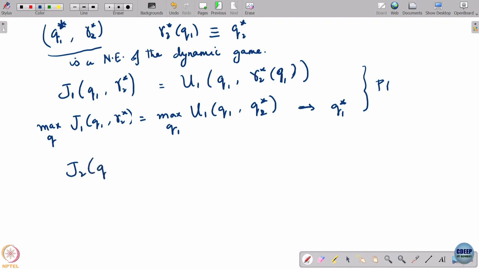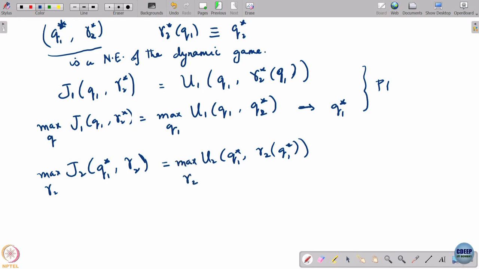What about player 2? For player 2 we have now Q1 star fixed, and player 2 is going to pick any function gamma 2, and the utility he gets is u 2 of Q1 star comma gamma 2 of Q1 star. And now you are maximizing this over all functions. Like we had in the earlier case, something similar comes up here also. What is the optimal gamma 2 for player 2 to play? He can play any strategy, so long as at Q1 star it corresponds to the simultaneous best response to Q1 star, right.